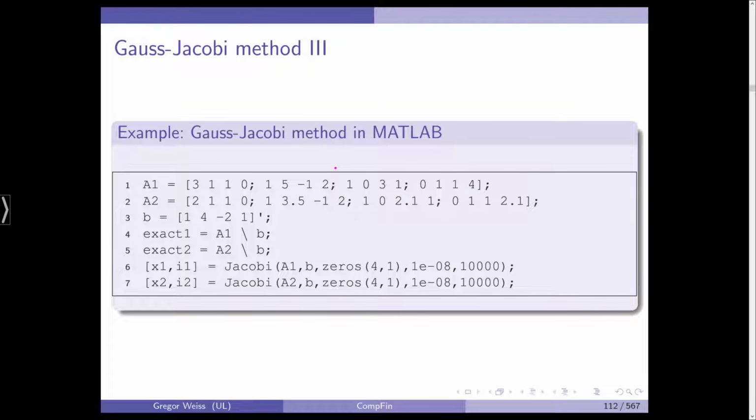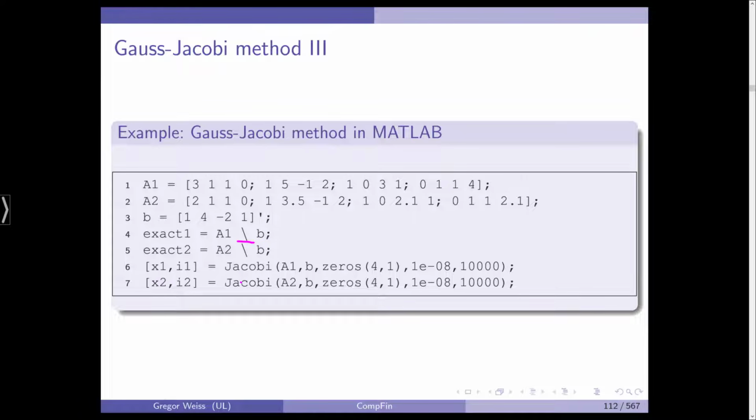Let's do this for selected matrices. So A1 and A2 are two 4 times 4 dimensional symmetric coefficient matrices. b is 1, 4, minus 2, 1. And we can get more or less the exact solutions using the backslash operator, which is Gaussian elimination. So exact1 and exact2 are the solutions we would get using a direct method.